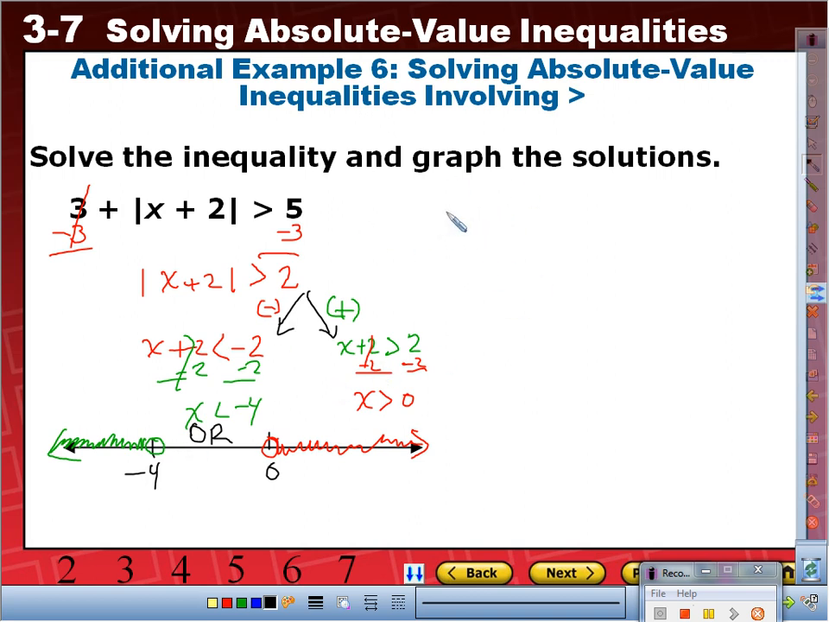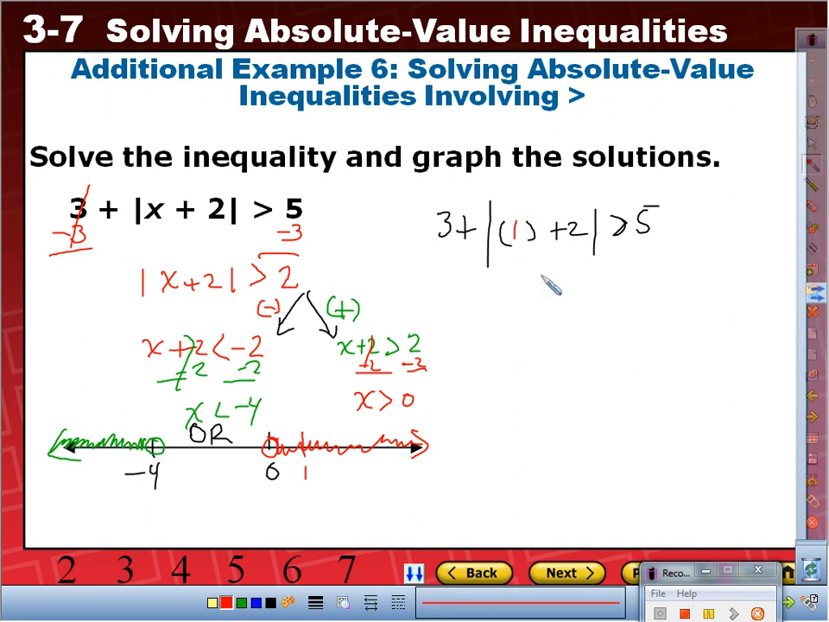So I'm going to rewrite this. 3 plus absolute value, open parentheses, x plus 2, greater than 5. All right. So let's see. What number from my solution sets would you want to substitute in there to check? Negative 2. Let's see. Negative 2 is right here. It's not a part of my solution set. 0? Is 0 part of the solution set? No, because it's open. Negative 1? No, because it's not here. I'm going to try 1. So I'm going to substitute 1 in here.